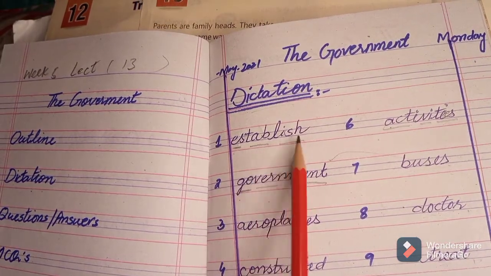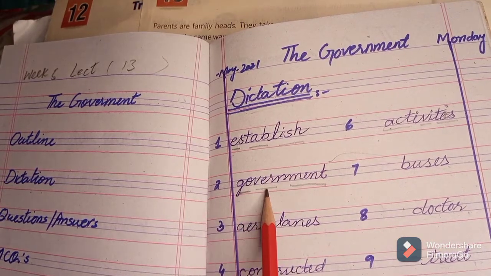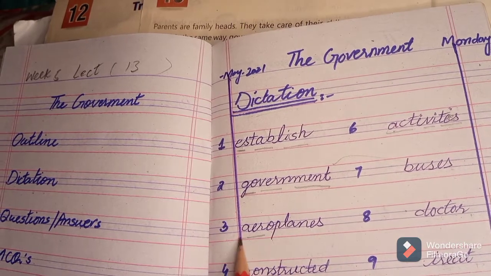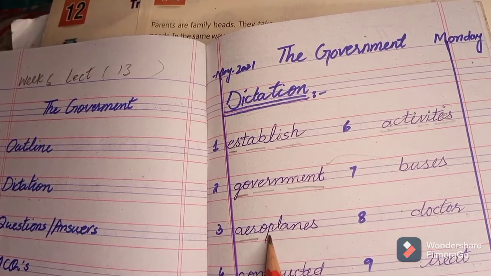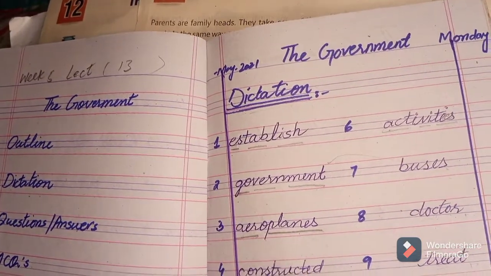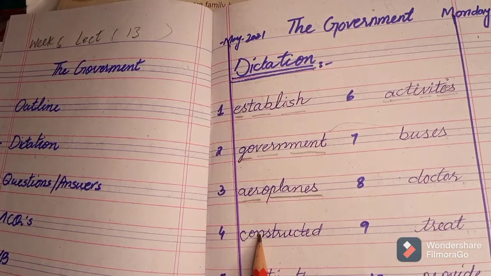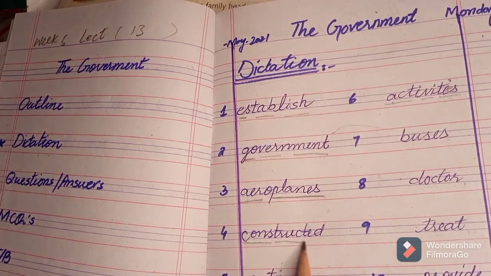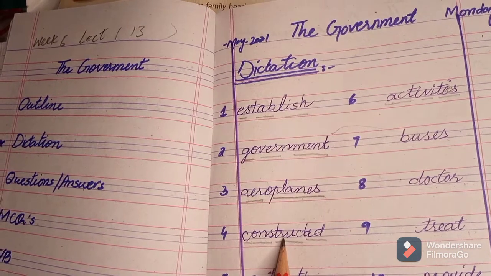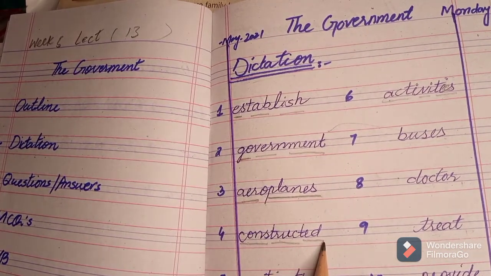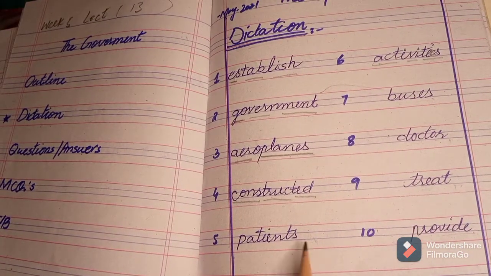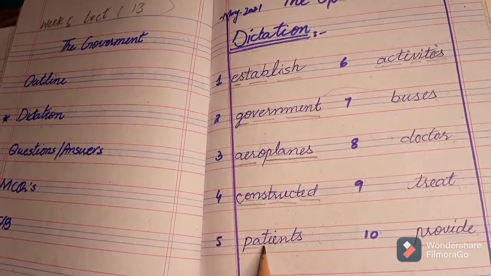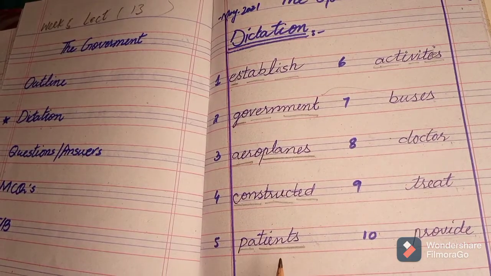So establish, government, government. Number 3 is AERO, aero. PLANES, planes. So what does it become? Aeroplanes. The next one is CONS, cons. TRUC, construct. TED, constructed. Got it? Constructed. The next one is patients, PATIENTS, patients. You have to read it this way.